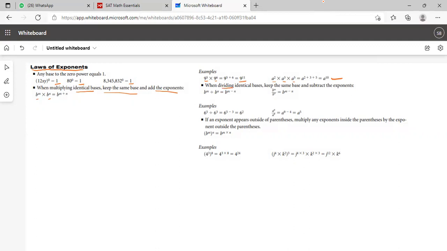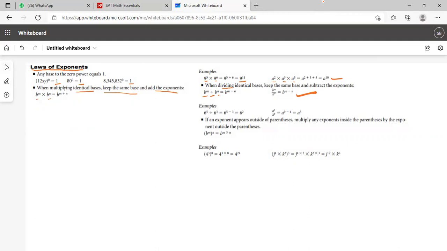Okay. But now we're talking about division. When dividing identical bases, keep the same base and subtract the exponents. B to the m divided by b to the n means this is the division sign, b to the m is here and b to the n is here. Be clear with the order in case of division. So the answer would be the base would come as it is and the exponents would be subtracted, m minus n. This is how you solve a question when we have division.